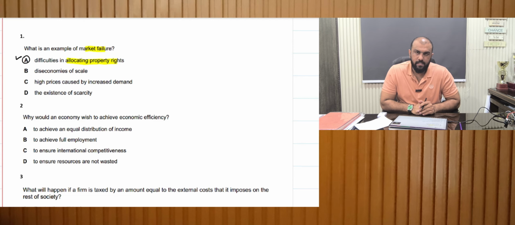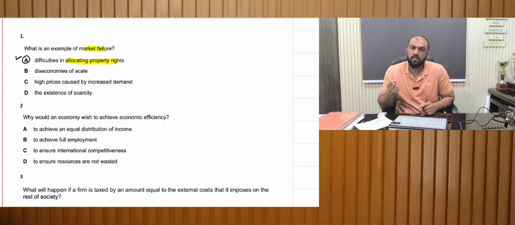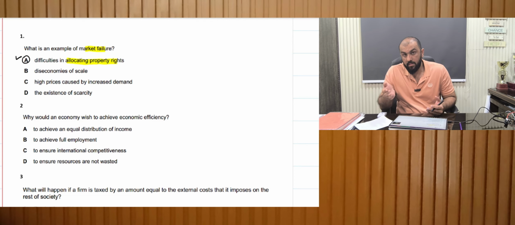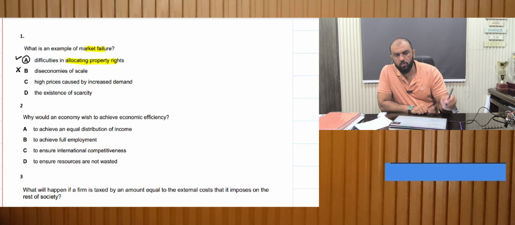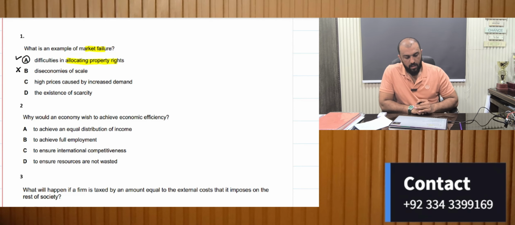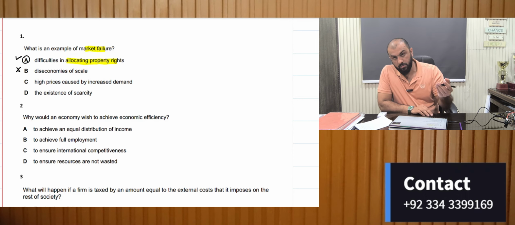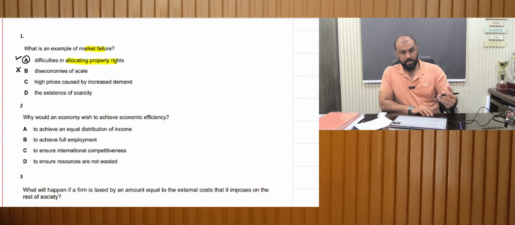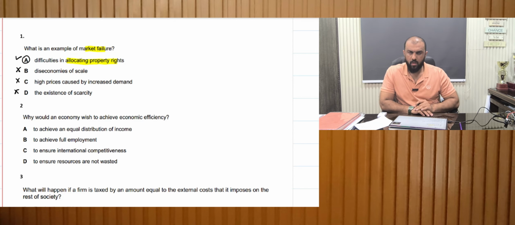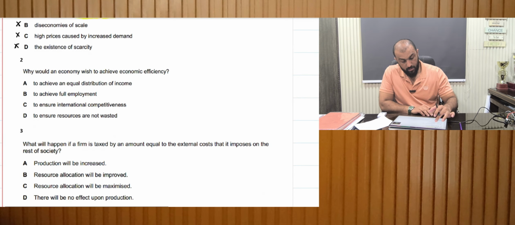Diseconomies of scale, no, that's not a market failure. Market failure is basically when there are allocative inefficiencies. So diseconomies of scale relates to productive efficiency. High prices caused by increase in demand, well, this can be the answer if the type of good was mentioned, for example, merit good. Existence of scarcity, no. All right, so let's move on.